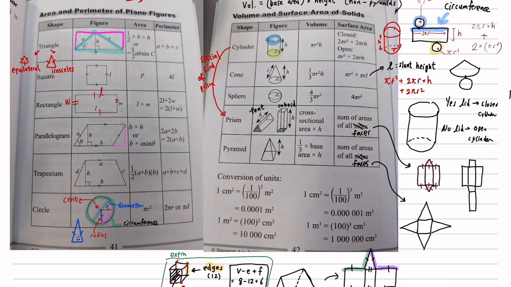For a cylinder and prism, just take the area of the base, then times the height. Times the height, exactly, so it's quite simple. Then for a cone it's a bit special. You need an extra 1/3 for the volume.